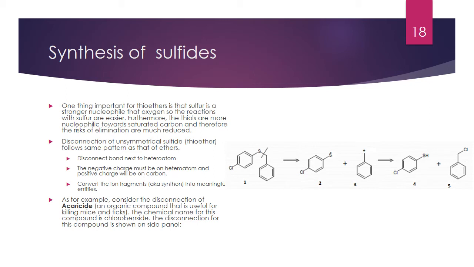Okay, so here we have sulfides, and we are to carry out the retrosynthesis. So consider this molecule, and the disconnection you have to try is carbon and sulfur disconnection. Again, we are not going to break the bond between sulfur and the benzene carbon, because the carbocation will not be stable. So after disconnection, we get negative charge on sulfur and positive charge on carbon. Again, the next step will be to convert these into meaningful fragments. The simplest way: attach a proton to the negatively charged sulfur, we will get a thiol, and attach a halogen to the positive charge, we will get the benzyl chloride.